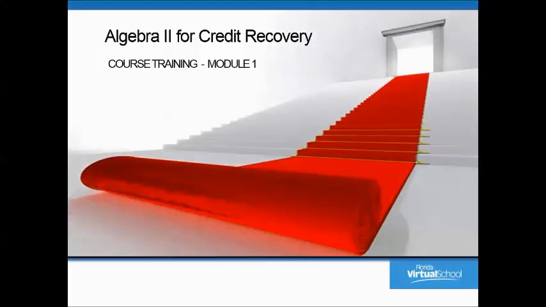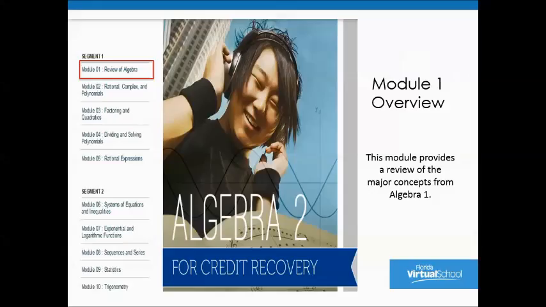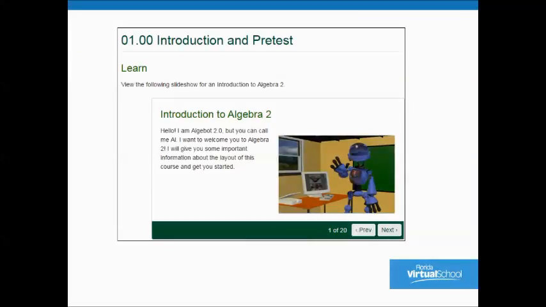In Module 1 of the Algebra 2 for Credit Recovery course, students will review the major topics from Algebra 1. Let's take a closer look at each lesson. Lesson 1.00 provides an overview of the course expectations.